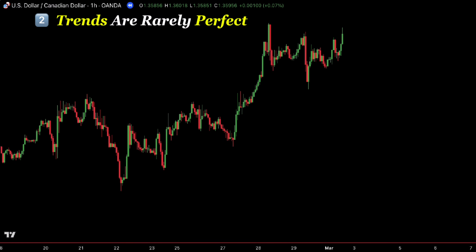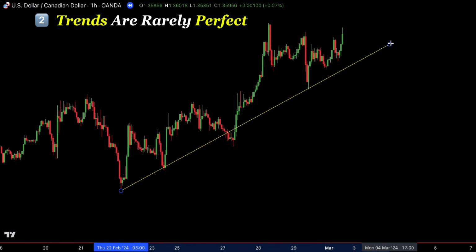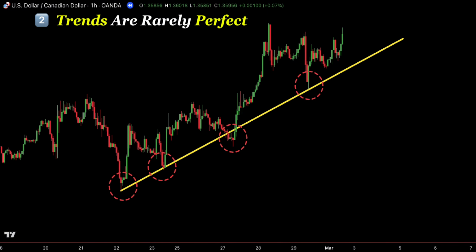Trends are rarely perfect. Markets are choppy, irregular, and unpredictable. Price won't always respect your trend line perfectly. In this example, price broke below the trend line, then closed right back above it. A messy reaction that shows the trend line wasn't respected cleanly. This is normal in real market conditions.